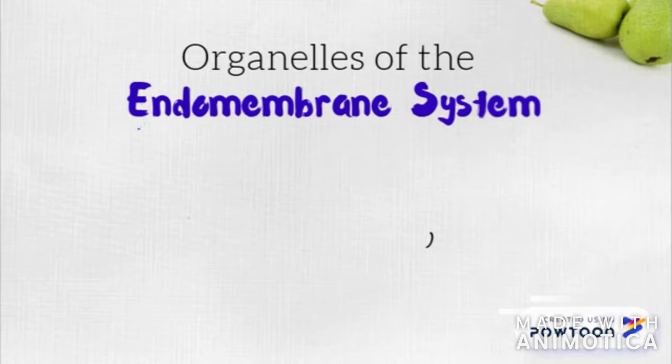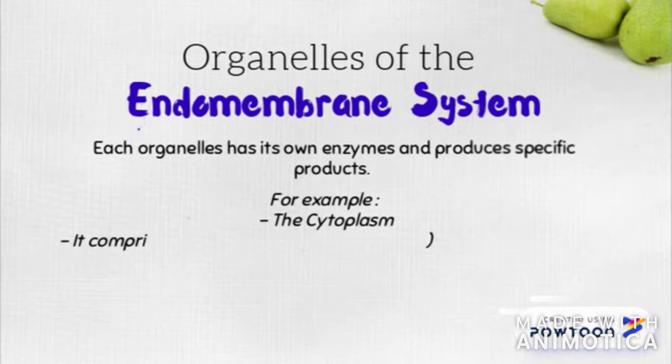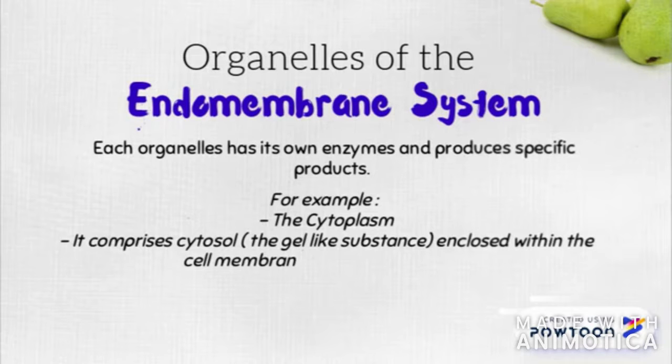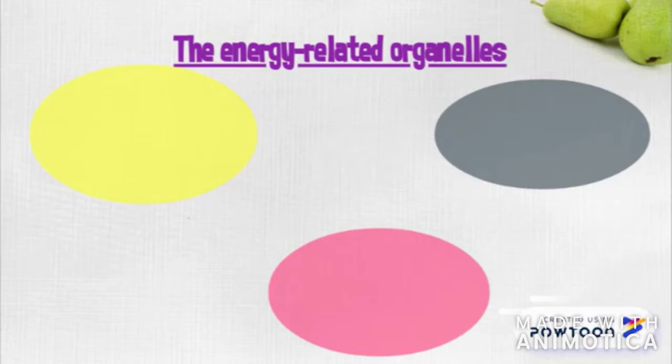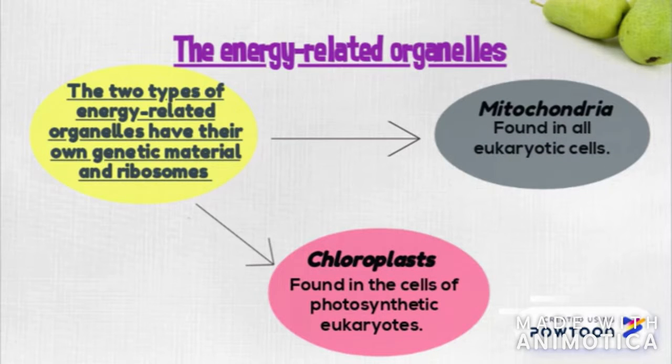Organelles of the endomembrane system. Each organelle has its own enzymes and produces specific products. For example, the cytoplasm comprises cytosol, the gel-like substance enclosed within the cell membrane, and the organelles. The energy-related organelles. The two types of energy-related organelles have their own genetic materials and ribosomes. For example, mitochondria found in all eukaryotic cells, and chloroplasts found in the cells of photosynthetic eukaryotes.